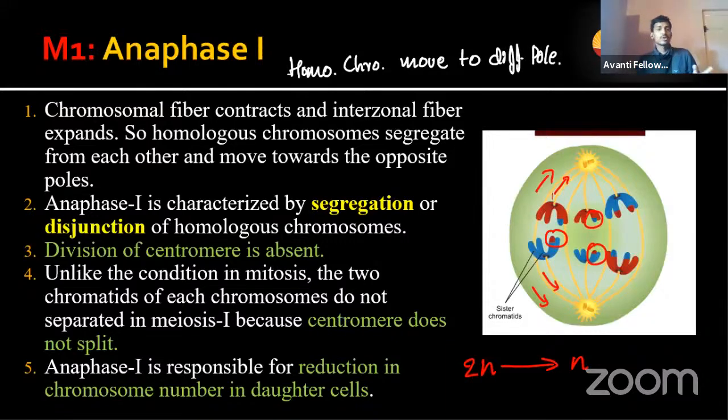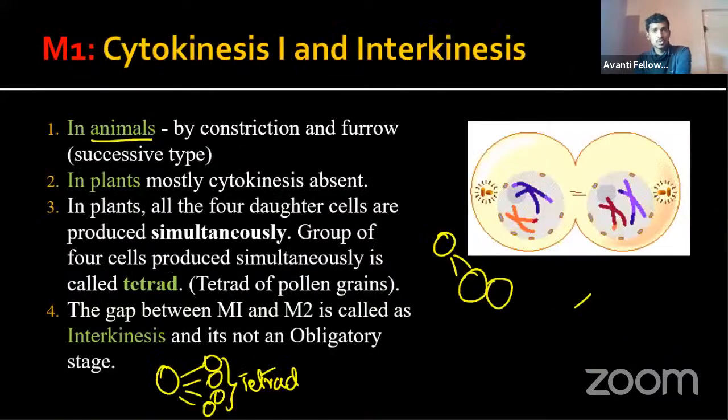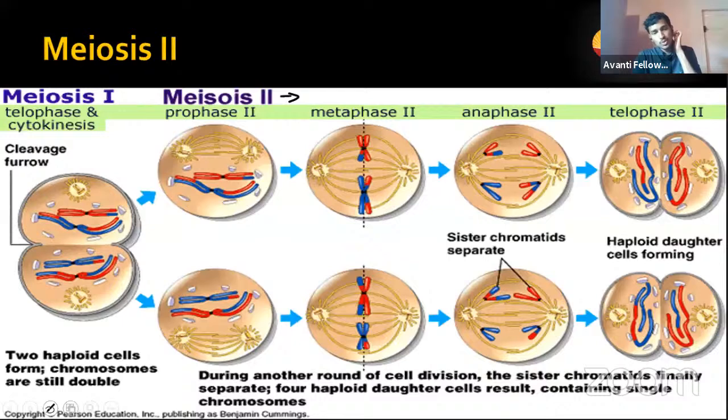There is no splitting of the centromere and no separation of chromatids. One homologous chromosome goes to one pole and the other goes to the other pole. Because chromosomes move to different poles, the centromere number decreases, so reduction happens in the number of chromosomes, the ploidy. Meiosis 2 we normally call a mitosis-like division.